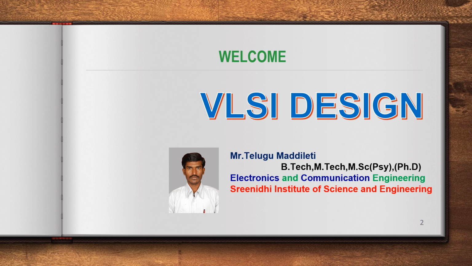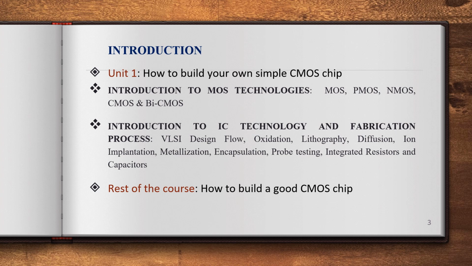The first unit is all about building up your own CMOS chip. The first unit starts with introducing various MOS technologies. MOS technologies are required to implement various digital and analog circuits. And this unit ends with the fabrication process of integrated circuits, and the rest of the units help us to build a good CMOS chip in terms of lower power, area, speed, and cost.